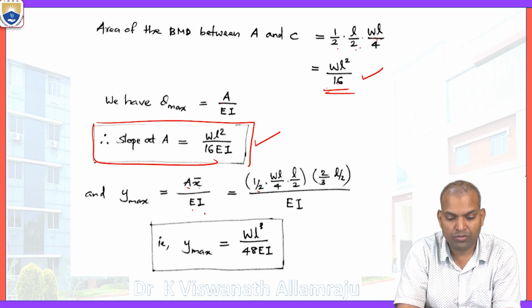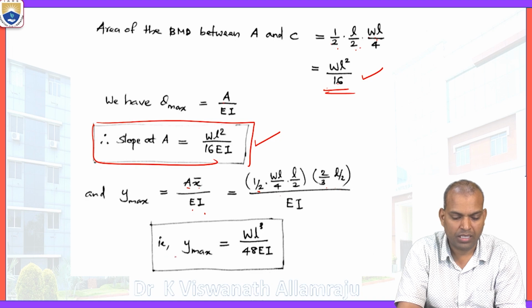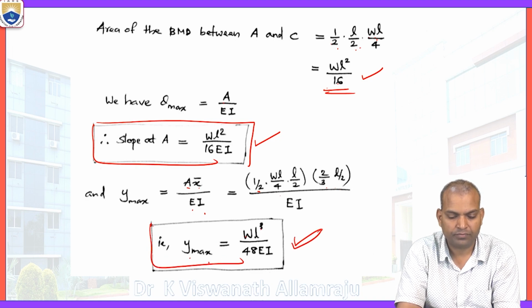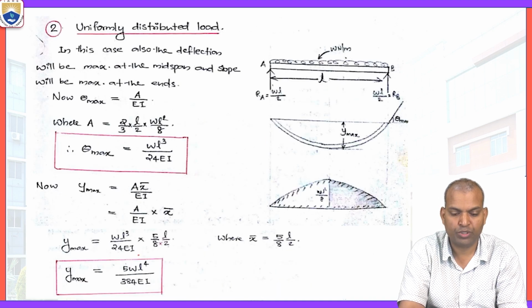What is the area value? A value WL square by 16, A bar x 2/3 of L by 2. Then Y maximum equal to WL cube by 48 EI. That is the maximum deflection at midspan.